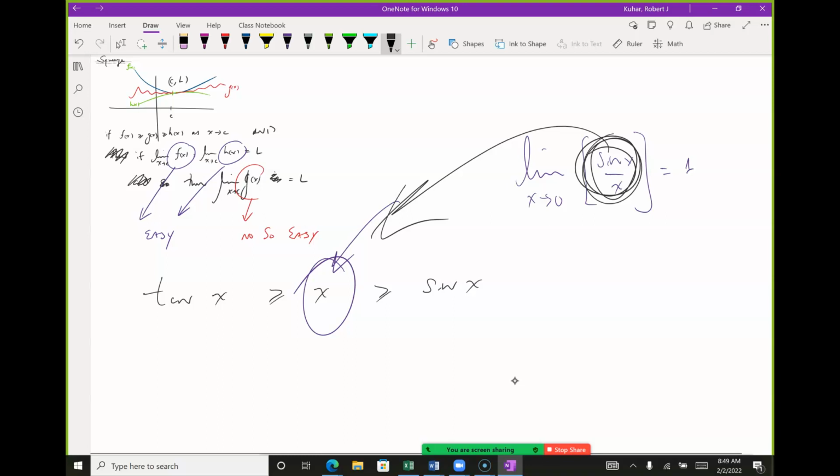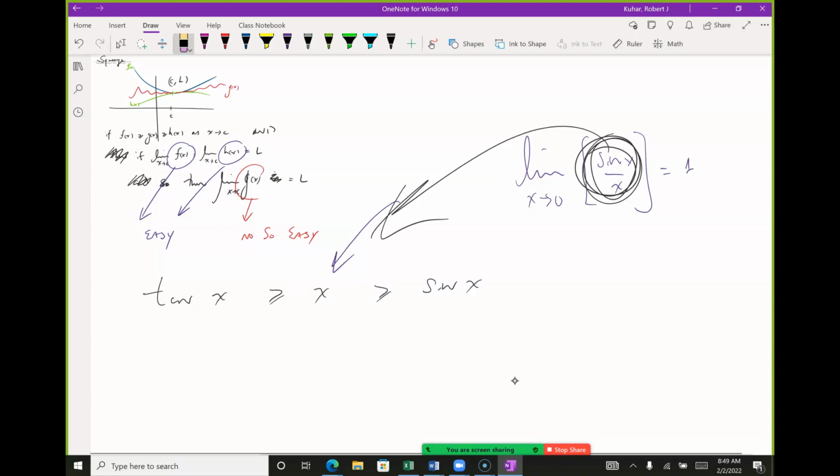Divide everything by x would give me 1 in the middle, right? And it would give me sine x over x here. I like the idea, Alan. I like it, but I want to squeeze on sine x over x, so I don't want it to be on the end point, right? So try something else. But I like that. Thank you.